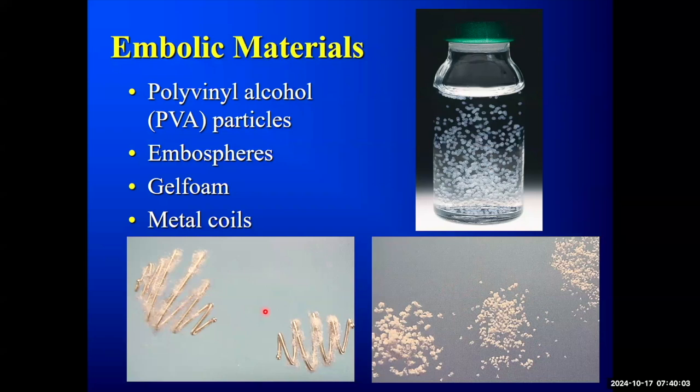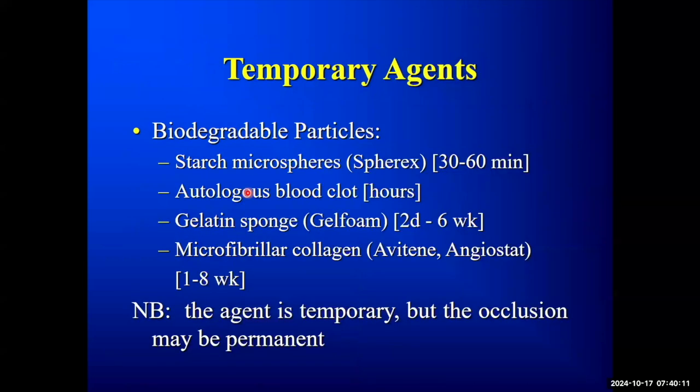Metallic coils. So metallic coils come in a variety of shapes and sizes, with or without Dacron fibers. Gel foam, which you've heard about, I'm sure, and we will talk about shortly. Temporary agents, biodegradable. I mean, these are all kind of fancy things that I'm not sure how available they are. Not something I typically use, but autologous blood clot.